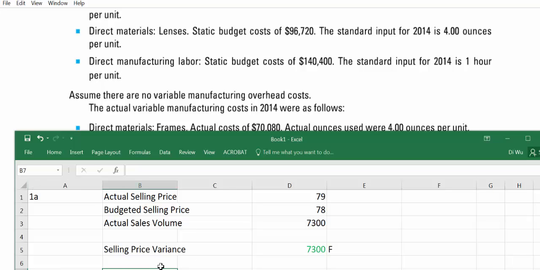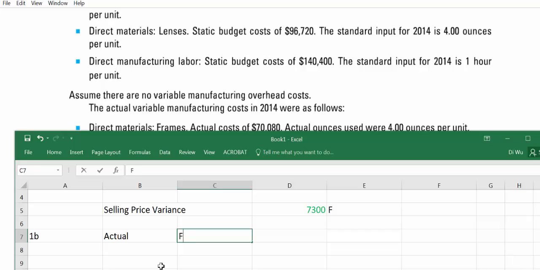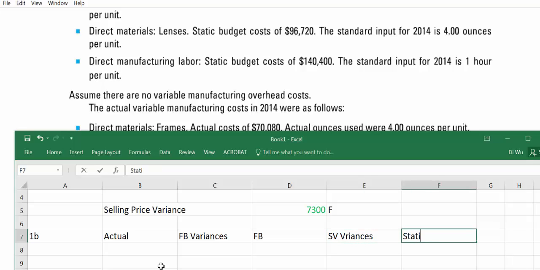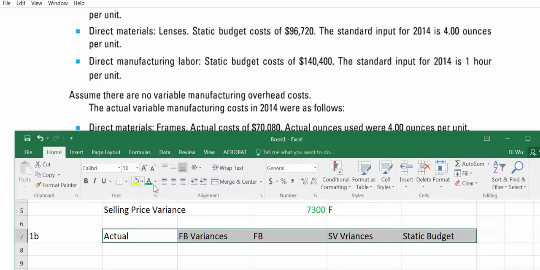So I'm going to set up the table in the following way. I will have the actual column, the flexible budget variances, and the flexible budget. Then we'll have the sales volume variances, and I'll have the static budget. That's what I have. I'm going to put them in the middle.